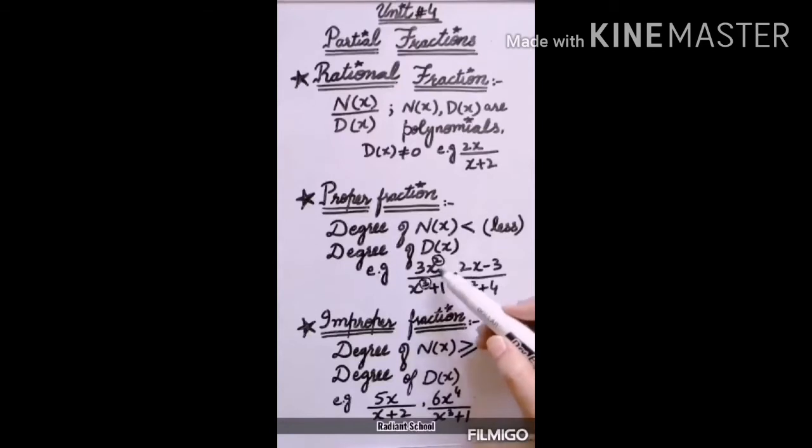So students, when the degree of numerator is less than the degree of denominator, then this type of fraction is said to be a proper fraction. Which type of fraction is said to be a proper fraction? When the degree of numerator is less than the degree of denominator.